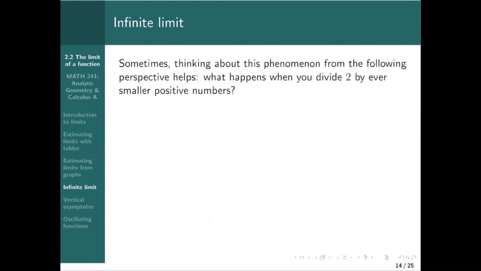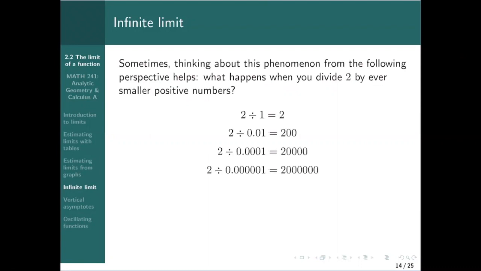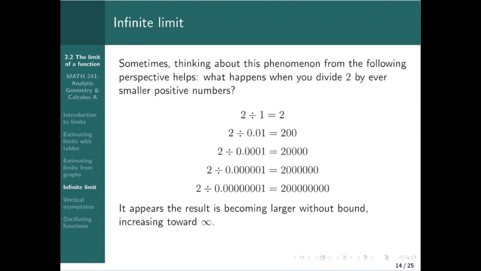To help us understand what's going on, thinking of the following example is usually helpful. What happens when we divide 2 by ever smaller positive numbers? So we can start dividing 2 by 1, and we're going to get 2. But then if we divide by 0.01, we're going to get 200. And if we keep decreasing the number by which we are dividing 2 and making it close to 0, the result is going to be every time bigger and bigger. So it appears that the result is becoming larger without bound, and it's increasing toward infinity.